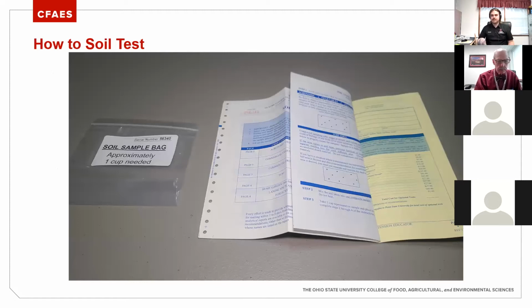So, quick and dirty on how to take a soil test. If you get one from the extension office, it'll come in a bag, and inside that bag, you will have your soil sample bag right there on the left, and then you'll have a form. You'll have to fill out that form, and then you'll have to fill your sample bag with a soil sample, and you put that all inside the bag that it comes in, and you can mail that to the laboratory.